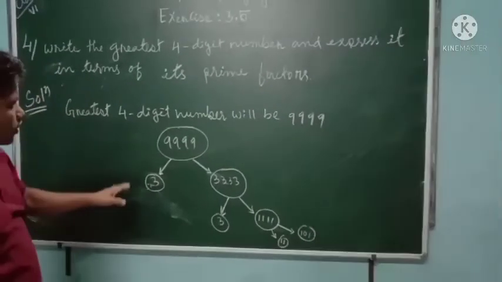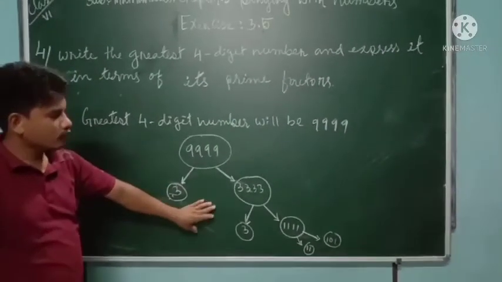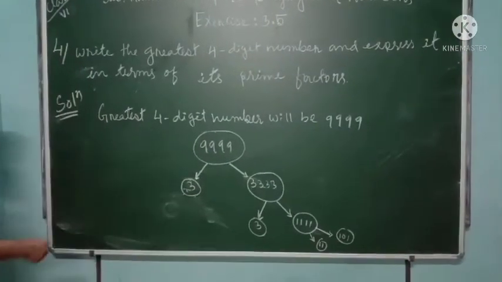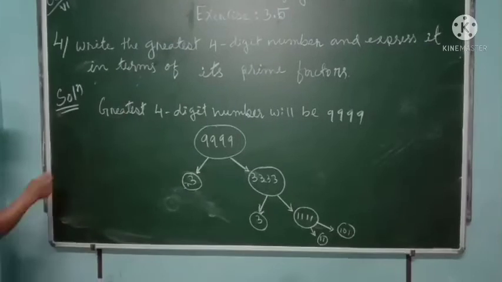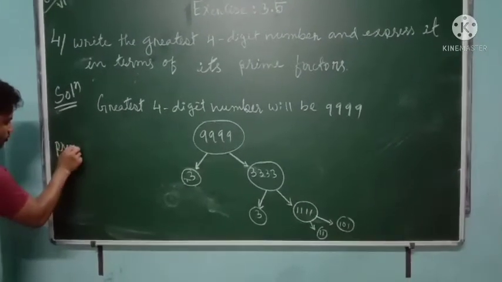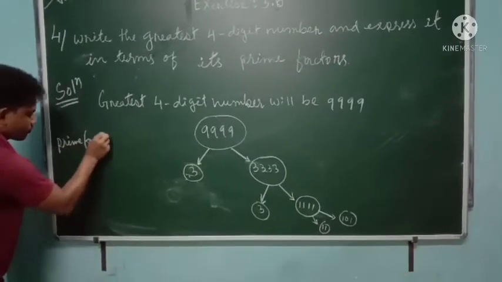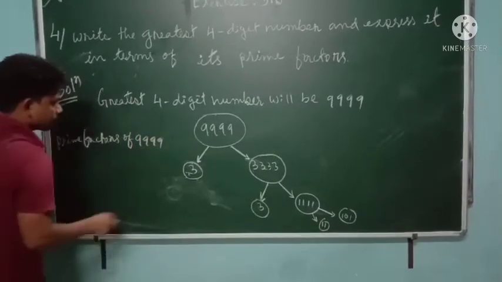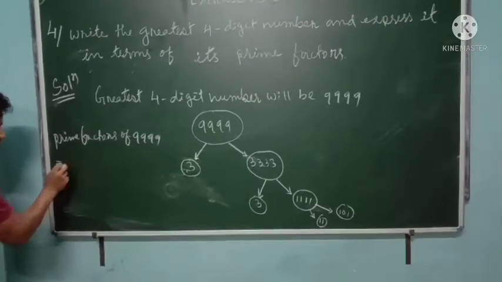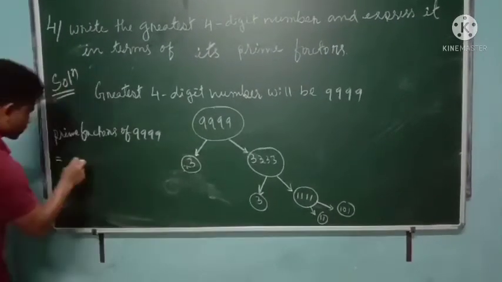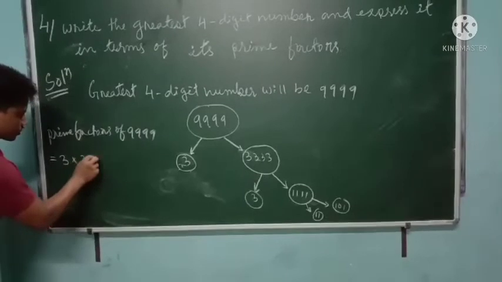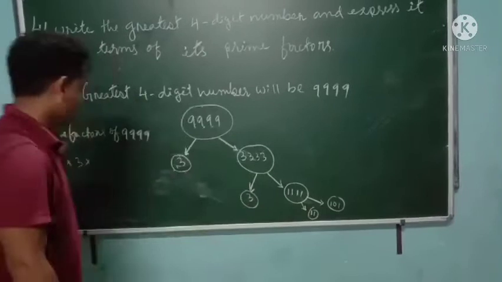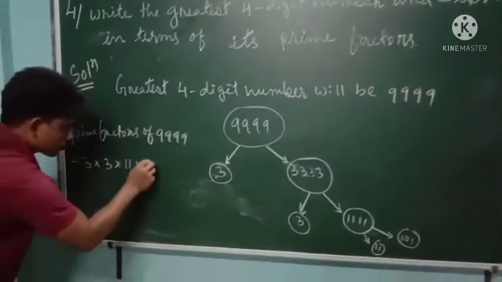So students, from this calculation we can write prime factors. We can write prime factors of 9999 is equal to what? This 3 into 3 into this 3, again 3, again what? 11 into 101.